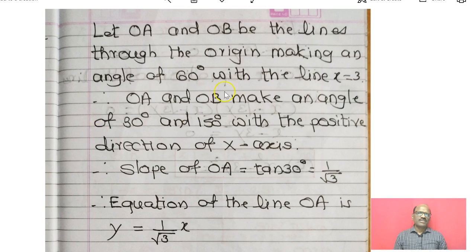Let OA and OB be the lines through the origin making an angle of 60 degrees with the line x = 3. OA and OB make angles of 30 and 150 degrees with the positive direction of the x-axis. The slope of OA is tan 30, which equals 1/√3, and the equation of OA is y = mx, which passes through the origin. Therefore y = (1/√3)x, that is x = √3y.